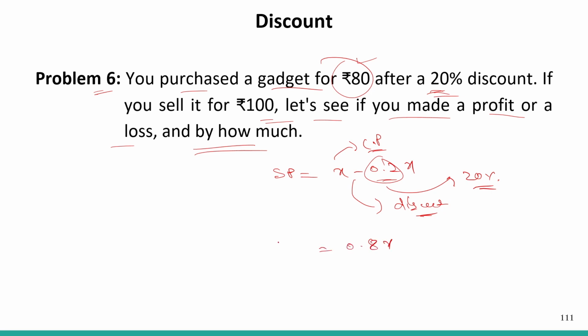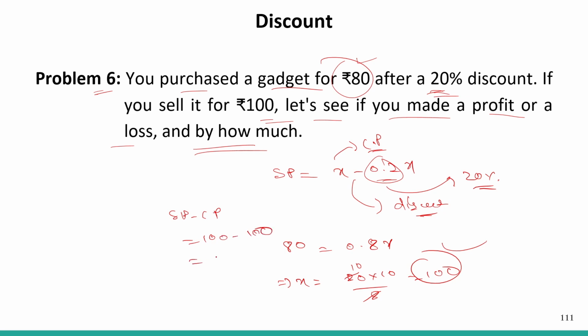So this is given as 80, right? So this implies that x is equal to 80 into 10 by 8. So the cost price is 100 rupees. Okay. So if I sell it for 100, so SP minus CP is equal to 100 minus 100. So this is equal to 0. So neither profit nor loss. Okay. So no profit, no loss.